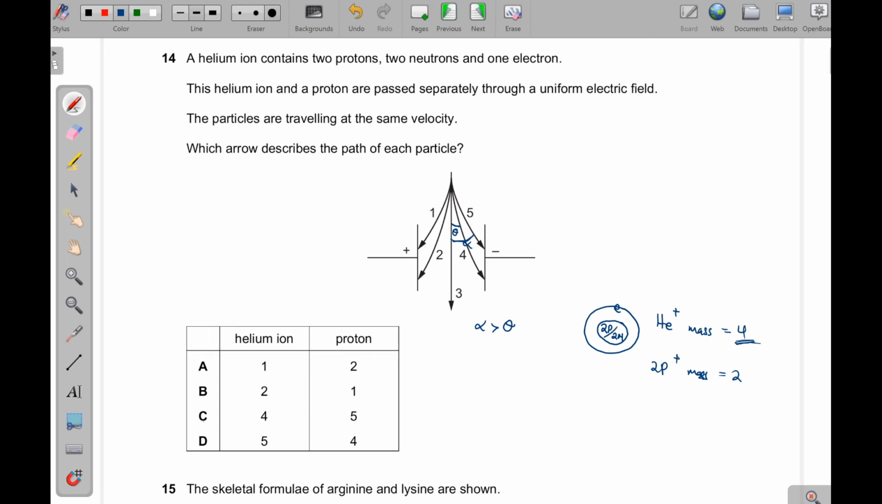So meaning this one for the smaller deflection, it has to be for the heavier particle. And the heavier particle is this helium ion. So helium ion, we look for a 4, which is here. And then the proton will take on this 5 because it is smaller. Then there will be a bigger deflection. So it has to be here. And therefore our answer becomes C.